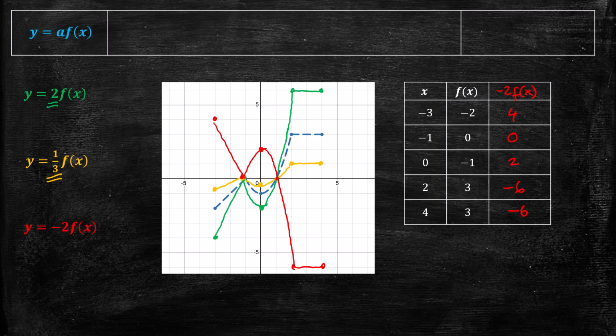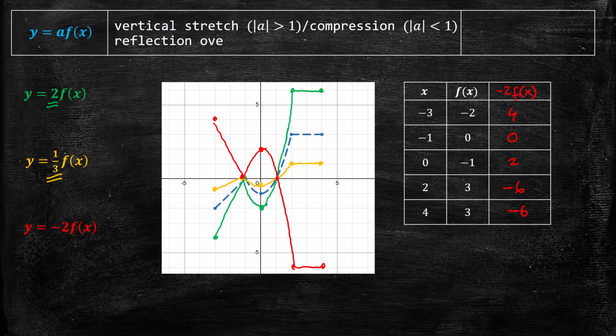So to summarize this, we get a vertical stretch if that number in front of f of x, a, is bigger than 1. I put absolute value of a is bigger than 1 just to not get confused with negatives. So if a was 2 or 3/2, we're going to get a stretch. A compression will be when the absolute value of a is less than 1, like a third, half. And then the bonus transformation is a reflection over the x-axis if a is less than 0.